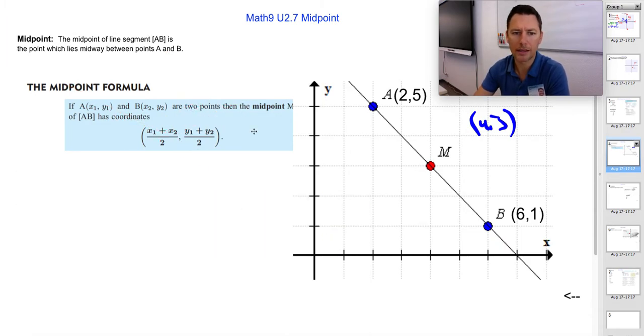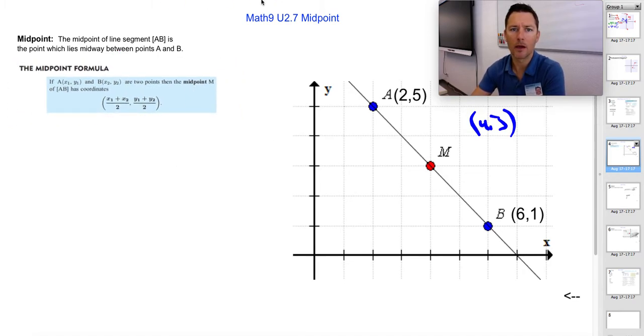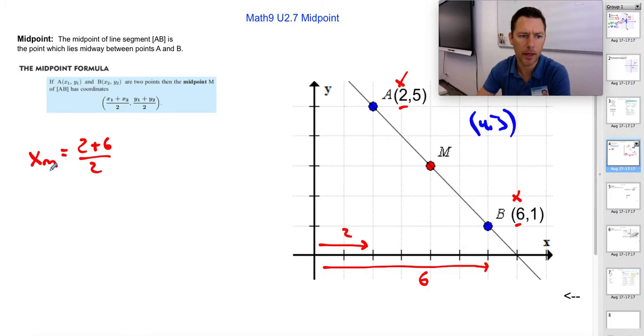So what I'd like to do is use this idea that it's just the average. And so let's look at the x's first. So on average, this x is 2 units away, and this x is 6 units away, right? 2 and 6. So if you added them together and took the average, right? This is the x, m is for midpoint. So this is 8. This is 8 divided by 2 gives you 4. And that's just what we expected here, right?